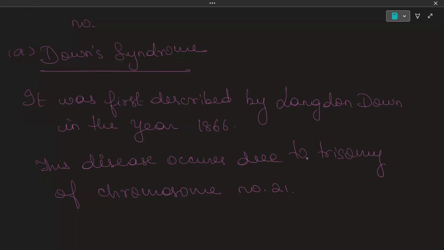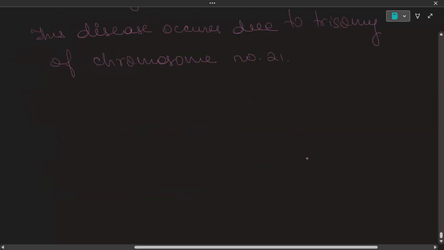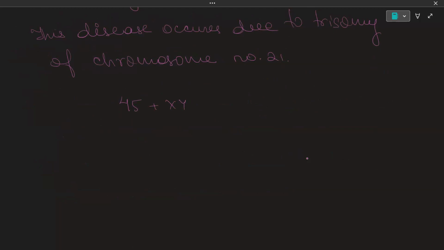What is trisomy? 2n plus 1, right? Meaning one extra chromosome is there. So this situation is 45 plus XY. Getting my point? So in total, how many are there? 45, 46, 47. So a total of 47 chromosomes, one extra than 46, which is the normal number. So this is the situation. Is it clear?